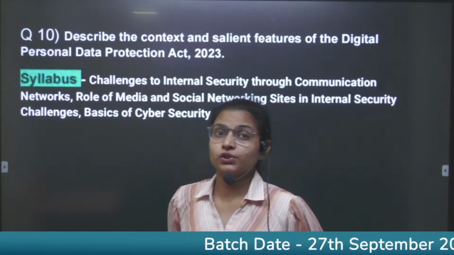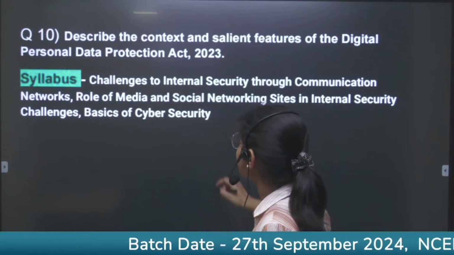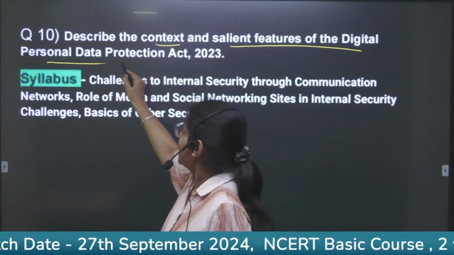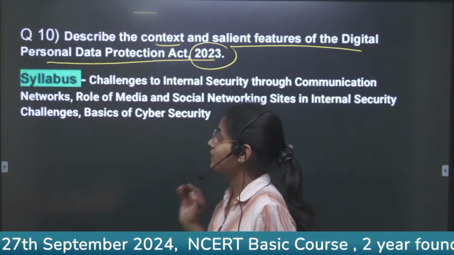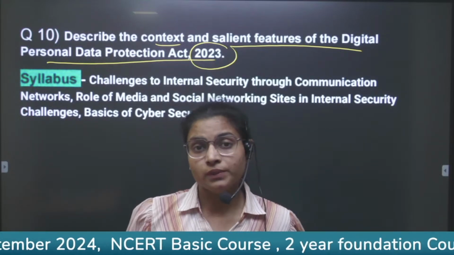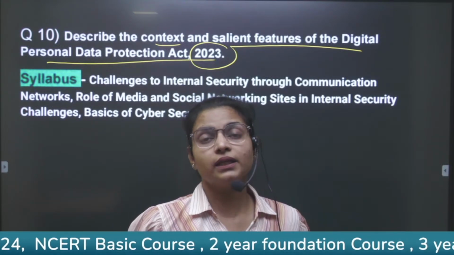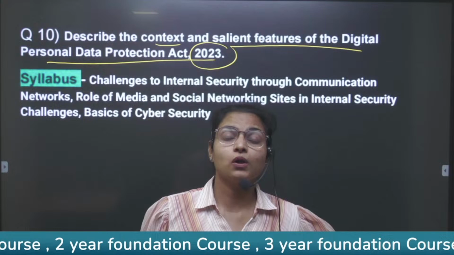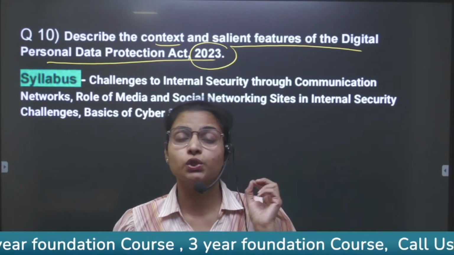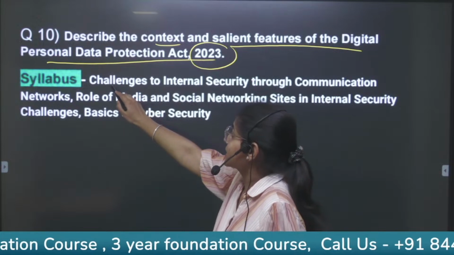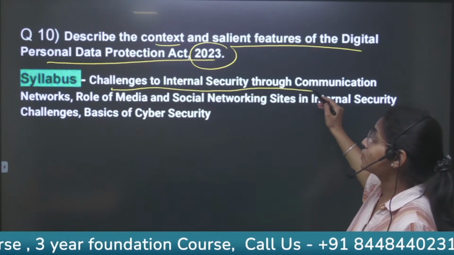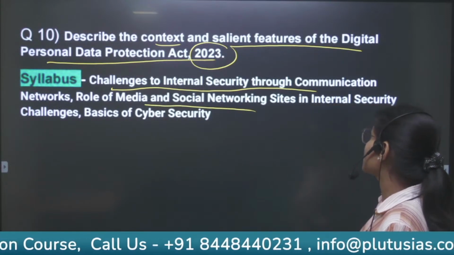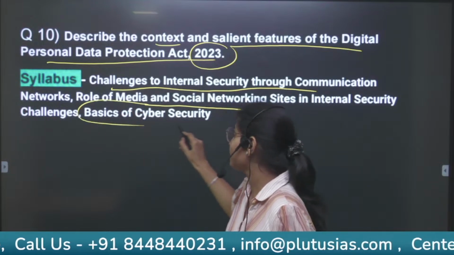Now the next question, the 10th question. Here the context and the salient features of the Digital Personal Data Protection Act 2023 are being asked. As I promised, I will show you the syllabus to which you can relate this topic. Secondly, I will also show you the previous year question with which you can relate it. First is the syllabus. It can be linked to internal security through communication networks, the role of media, social networking sites, and the basics of cyber security.